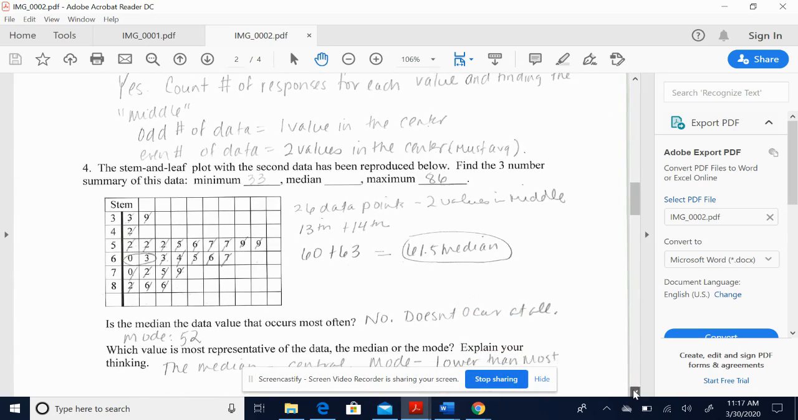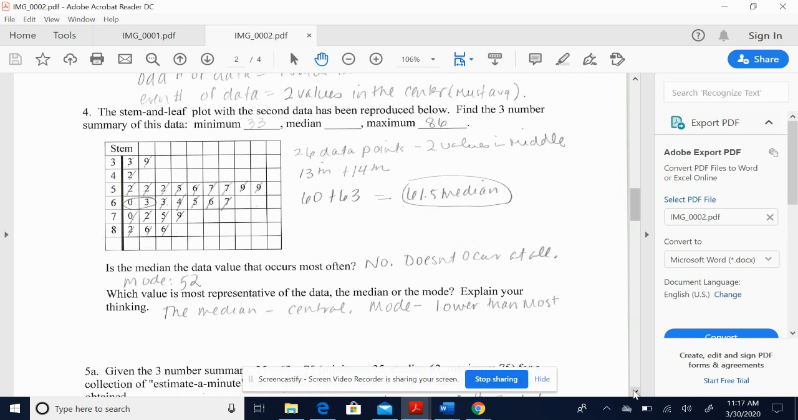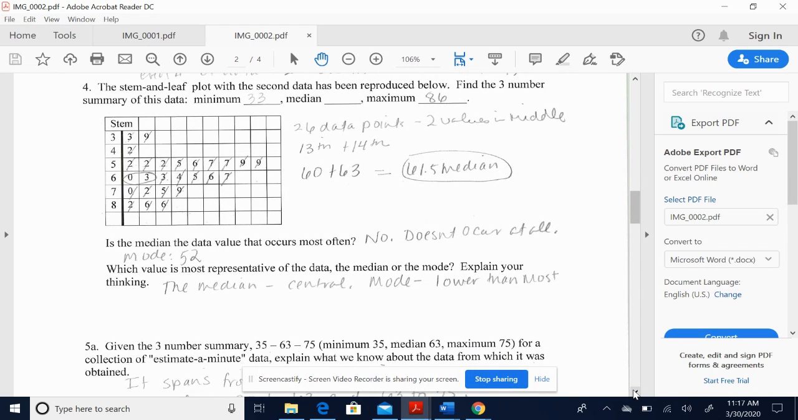Now, this is the data that we had in the last session where people estimated how long a minute was. So that data was taken and reported here in a stem and leaf. And it asked us to find the 3-number summary. So a 3-number summary is just the bottom, the top, and the middle. The minimum is pretty easy to find. That's 33. Maximum is 86.